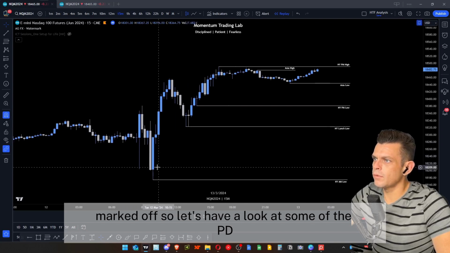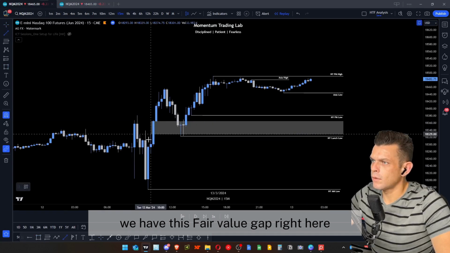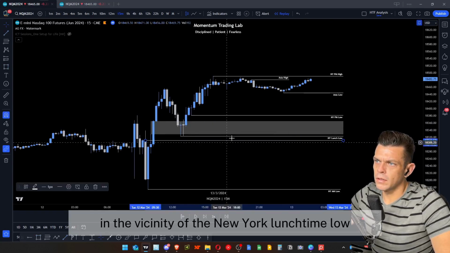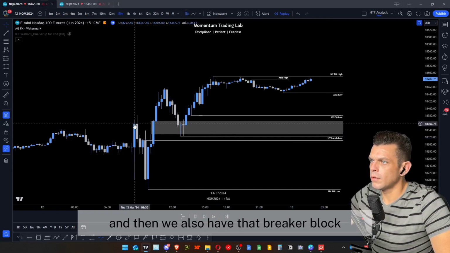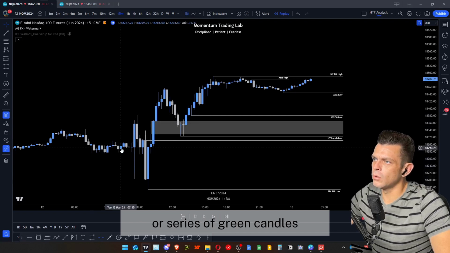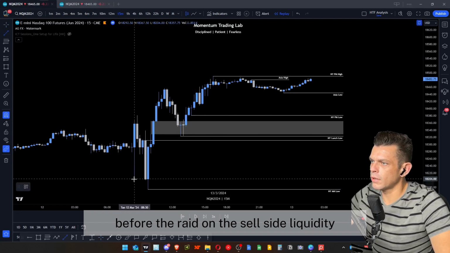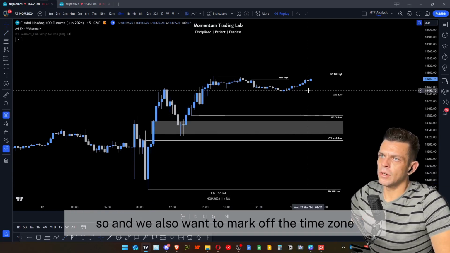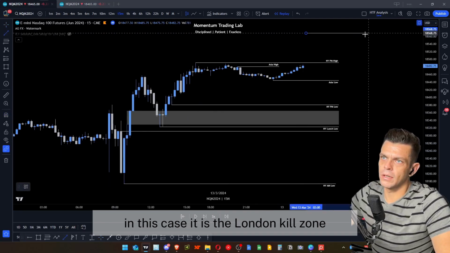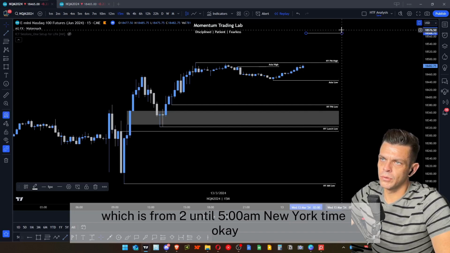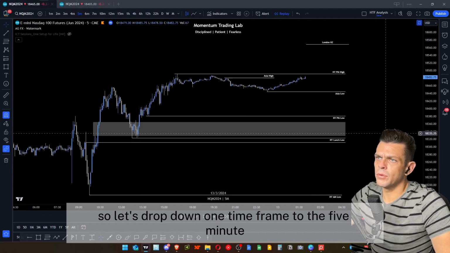So let's have a look at some of the PD arrays on the 15-minute chart. We have this fair value gap right here. We also have this order block in the vicinity of the New York lunchtime low. And then we also have that breaker block, which is the green candle or series of green candles before the raid on the sell side liquidity, which would have been right there. Okay, and we also want to mark off the time zone. In this case, it is the London kill zone, which is from 2 until 5 a.m. New York time. Okay, so let's drop down one time frame to the 5-minute.